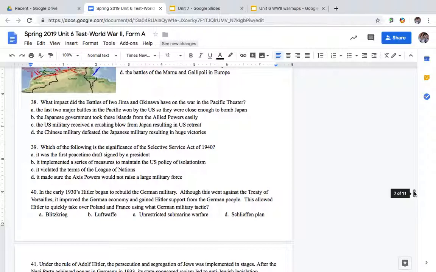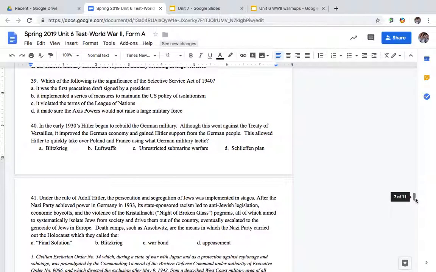Number 38. What impact did the battles of Iwo Jima and Okinawa have on the war in the Pacific? A, the last 2 major battles in the Pacific won by the U.S., so they were close enough to bomb Japan. B, the Japanese government took these islands from the Allied powers easily. C, the U.S. military received a crushing blow from Japan, resulting in the U.S. retreat. D, the U.S. military defeated the Japanese military, resulting in huge victories.